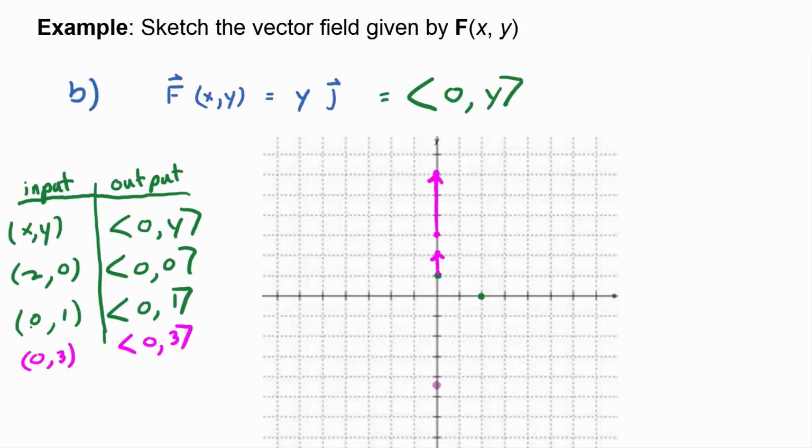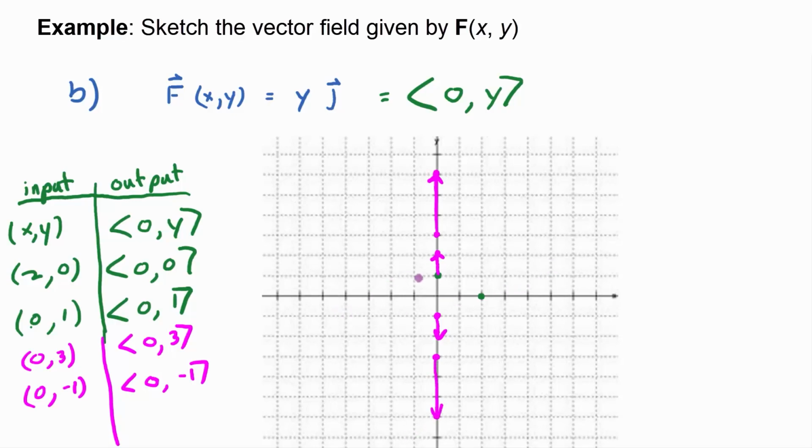But then what if you went down? What if you used an input of 0, negative 1? Then what's the output? A vector 0, negative 1, right? So you'd go over 0, down 1, wouldn't you? Or if you put in 0, negative 3, you'd go in the direction of 0, negative 3. So over 0, down 1, 2, 3. Like that? Does that make sense?